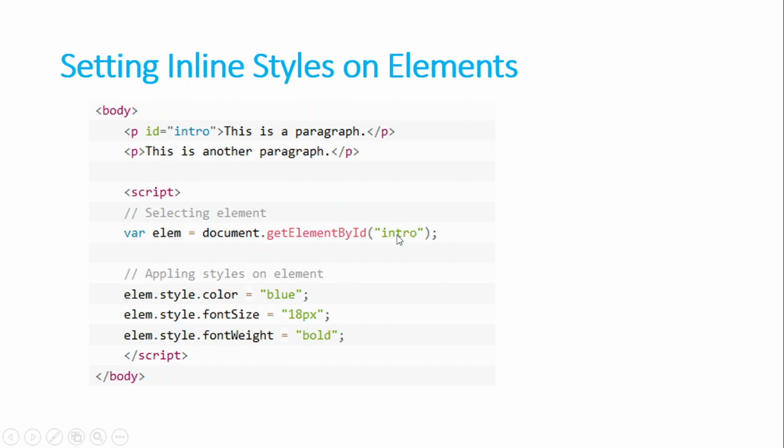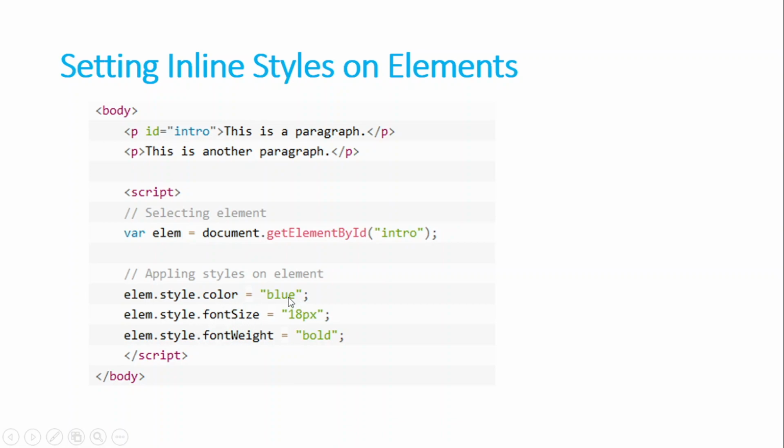We specified the ID as intro and now we are applying inline styles to this element. We are applying color, font size and font weight. You have to remember that whenever the property name is more than one word, the first letter of the second word should be capital. Basically, it should be in camel casing. So you have to remember that. In fontSize, you can see that S is a capital letter.